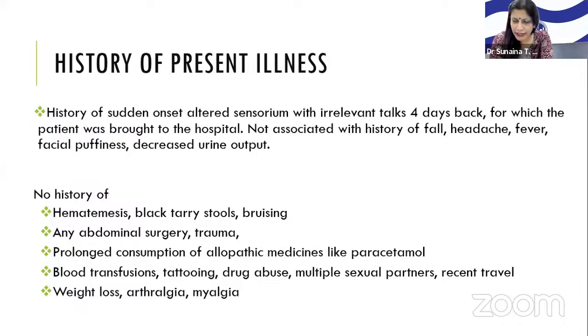And what is the significance of the negative history that you have taken in this case? Yes, there are various causes, maybe the traumatic cause, metabolic cause, or toxic cause. Here we take the history of fall to rule out the traumatic cause, and headache and fever to rule out any infectious cause for the altered sensorium, and facial puffiness and decreased urine output to rule out the metabolic pathology, maybe due to uremic encephalopathy. Okay. And you have taken other negative history also.